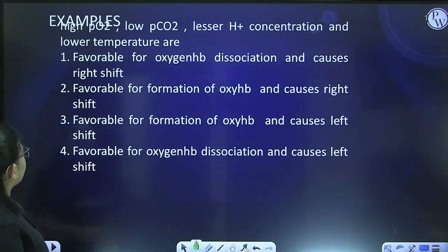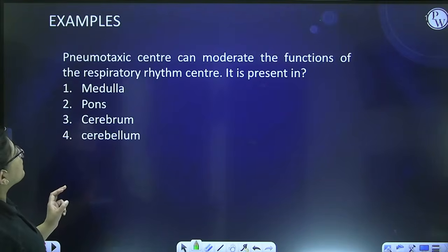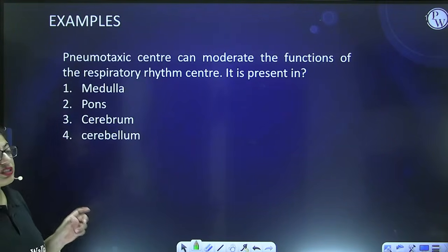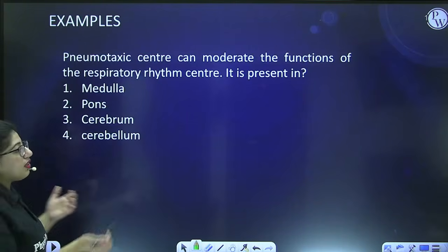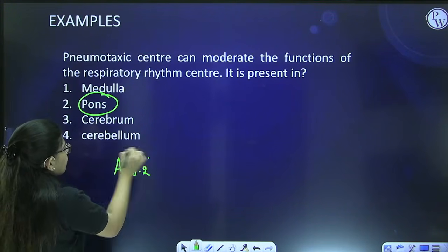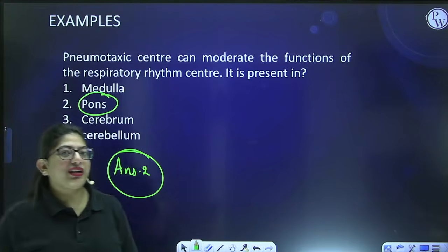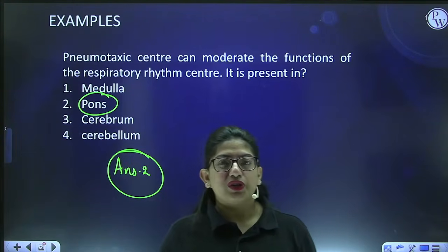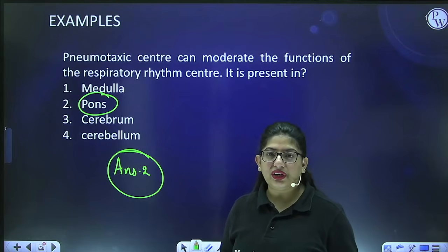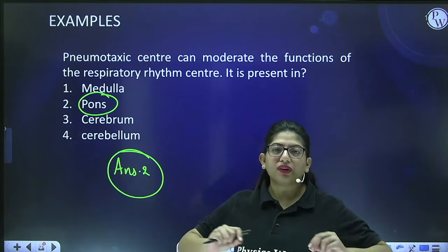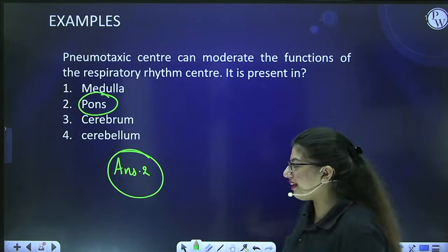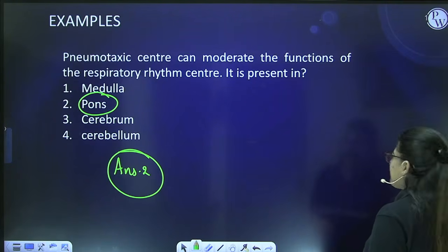Next. The pneumotaxic center can moderate the function of the respiratory rhythm center. It is present in. So simple question, where is the pneumotaxic center present? You say 2. The other line was there just to confuse you. This is what I also saw in the NEET 2022 exam. They write a lot of lines just to confuse you. But you are the tigers and the tigresses. You do not get confused.